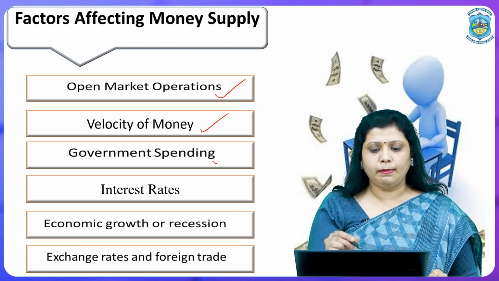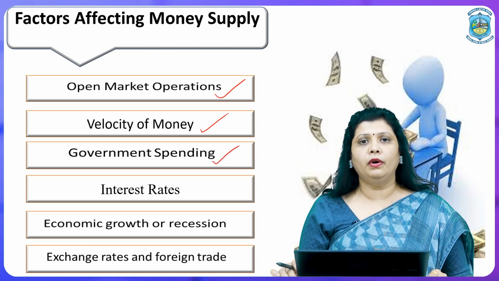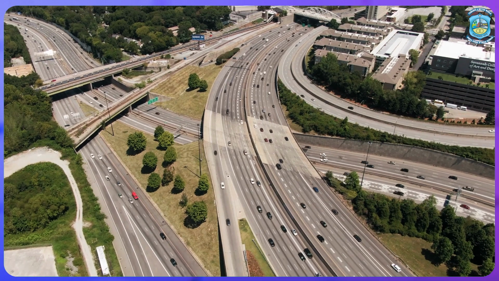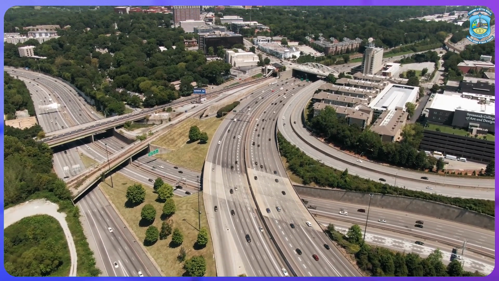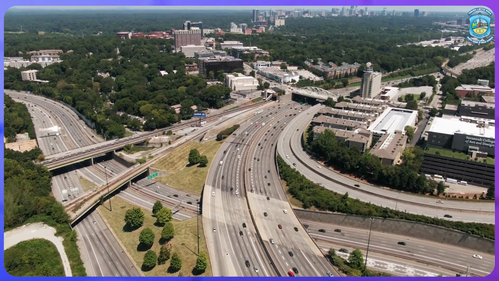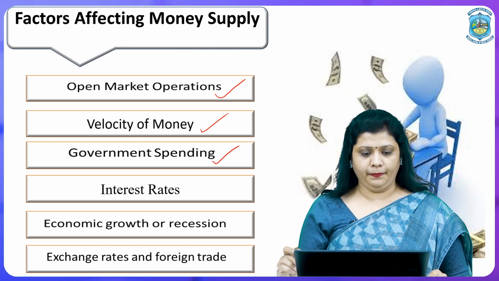Next, government spending. Suppose the government spends money on economic activity, or creates more infrastructure or betterment for the people. At that time the money supply will increase, otherwise it reduces the money supply.